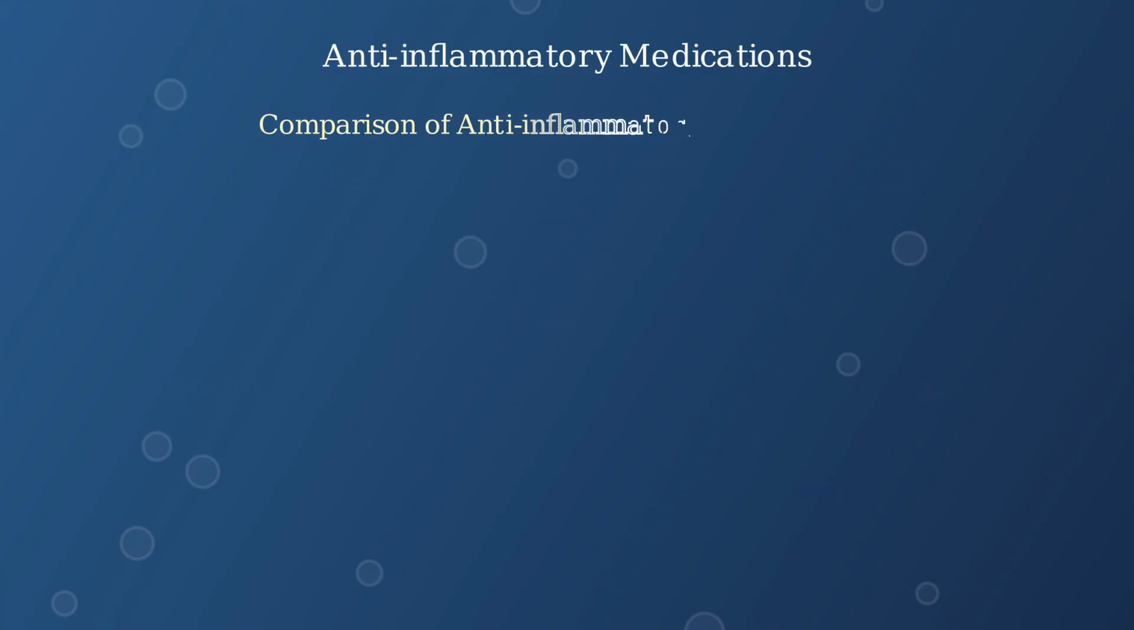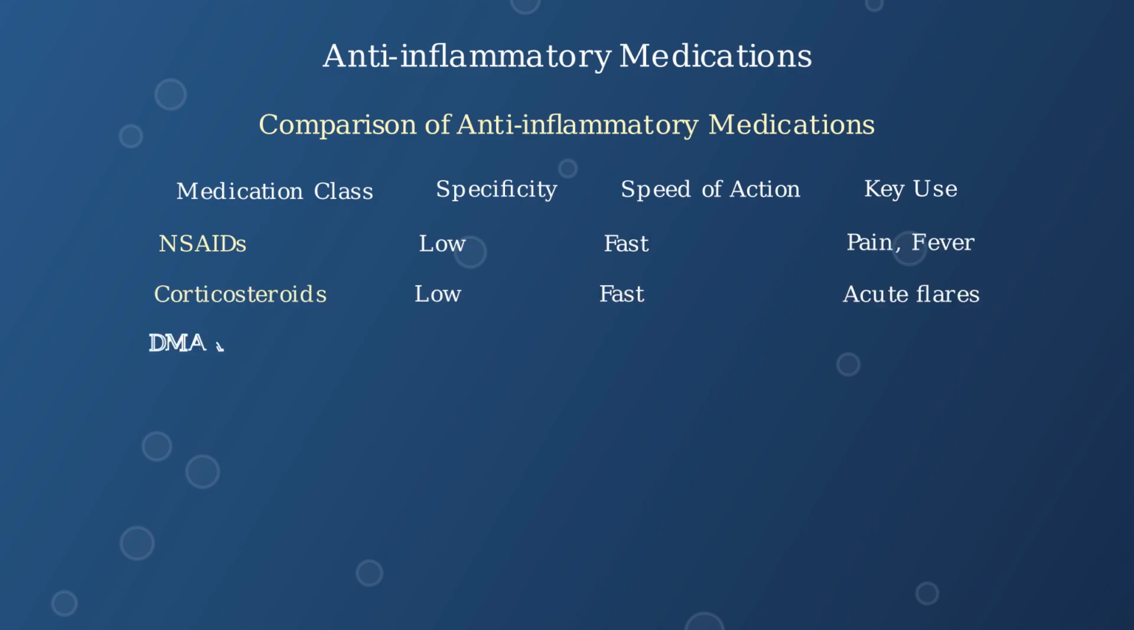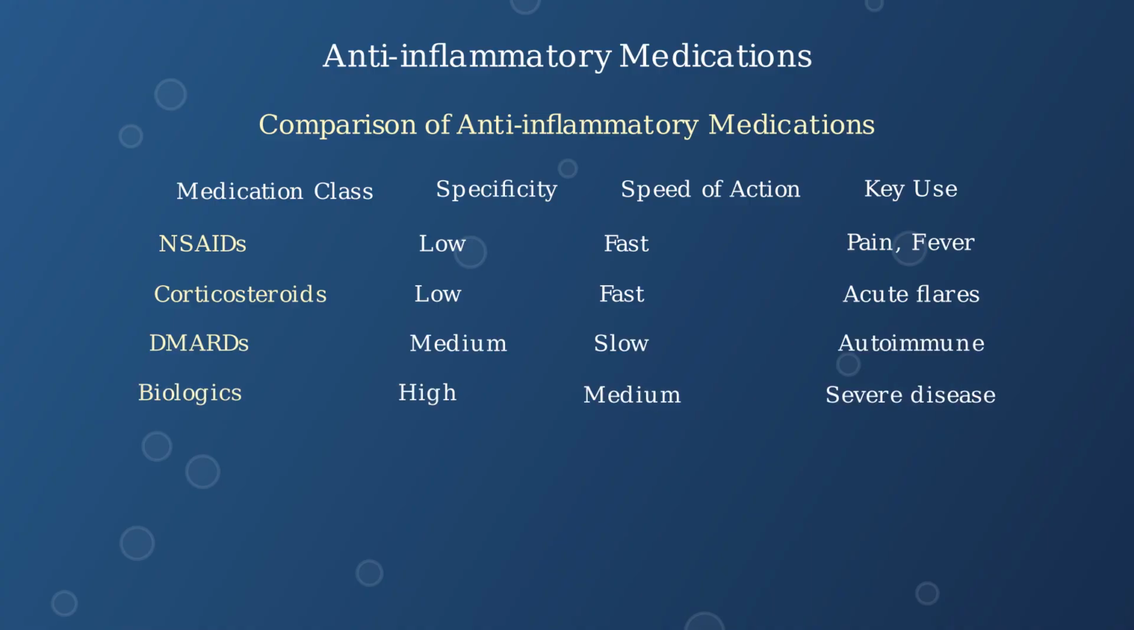When comparing anti-inflammatory medications, we can see differences in their specificity, speed of action, and primary uses. NSAIDs and corticosteroids act quickly but have low specificity. DMARDs work more slowly but are useful for autoimmune diseases. Biologics have high specificity and are reserved for severe inflammatory conditions.